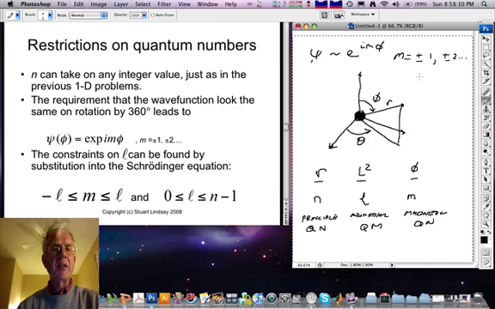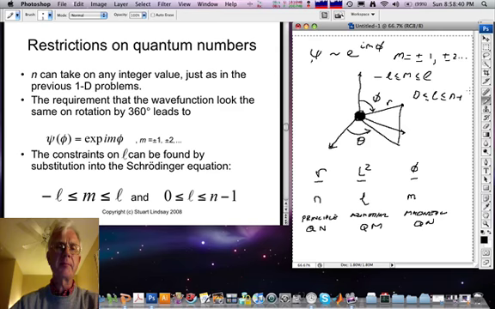Finally, the constraints on L, which can be found from substitution into the Schrödinger equation, lead to the following conditions: that m lie between minus L and plus L, and that L itself be greater than or equal to 0, but less than or equal to n minus 1.